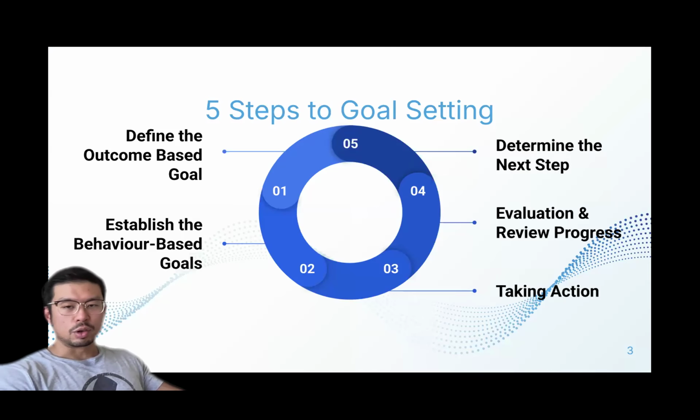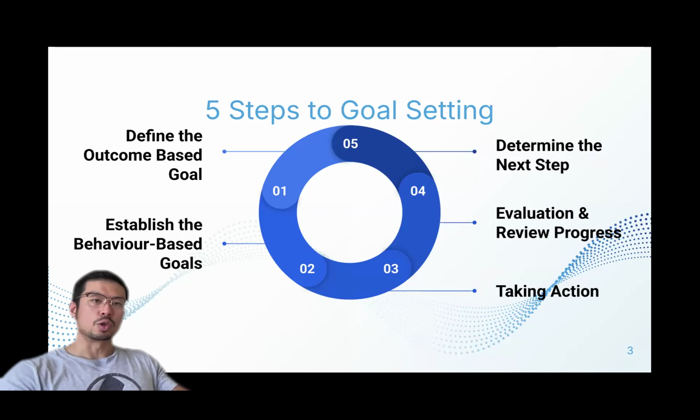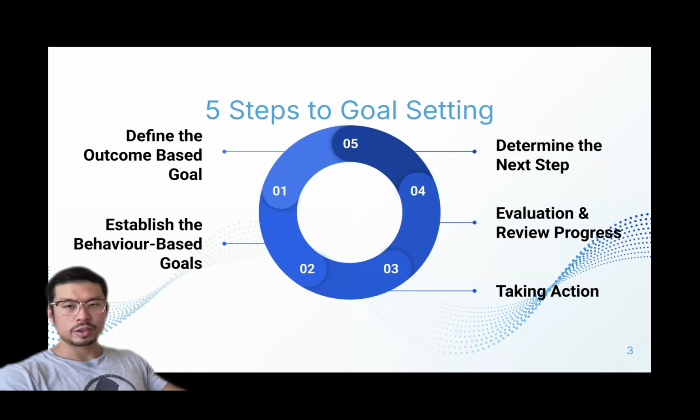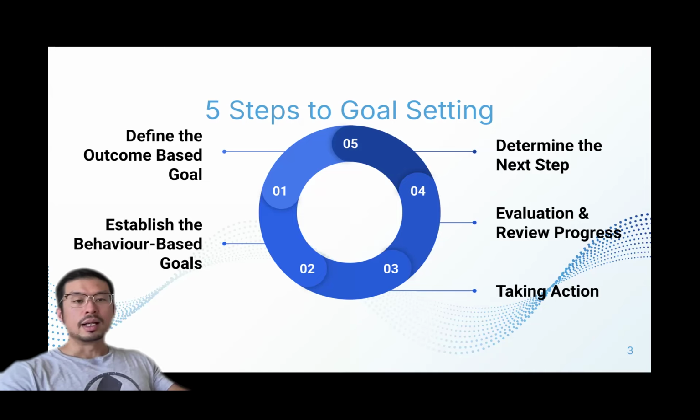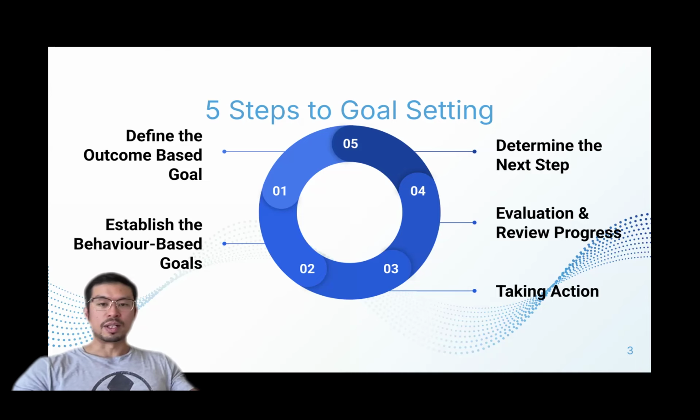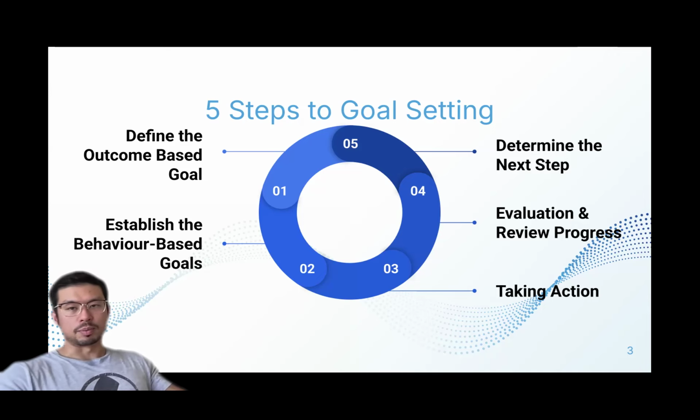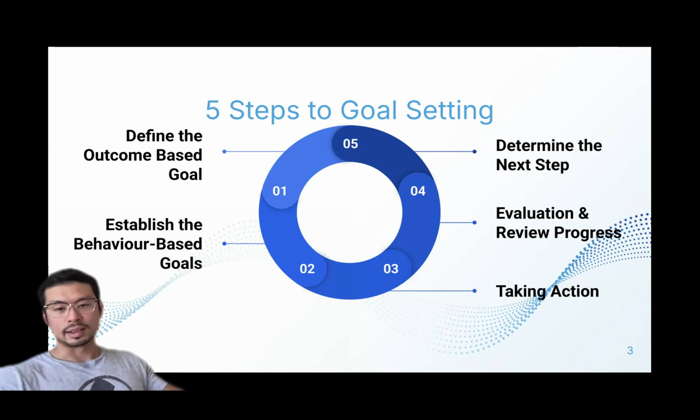So there are 5 steps to the goal setting process. This first lesson is going to be all about the first step, but briefly, the 5 steps are defining the outcome-based goal first, then establishing the behavior-based goals from those outcome goals. After that, there are some strategies we're going to go through for taking action, following which we will do some evaluation and review of the progress that's being made. And finally, we will go into the last step, which is how do you determine where the next step is.